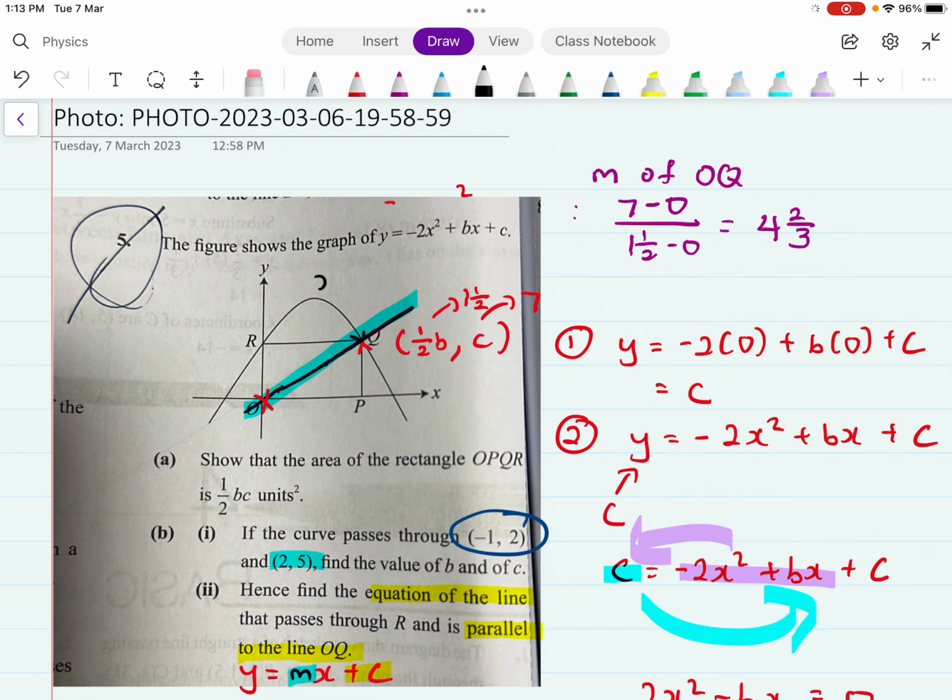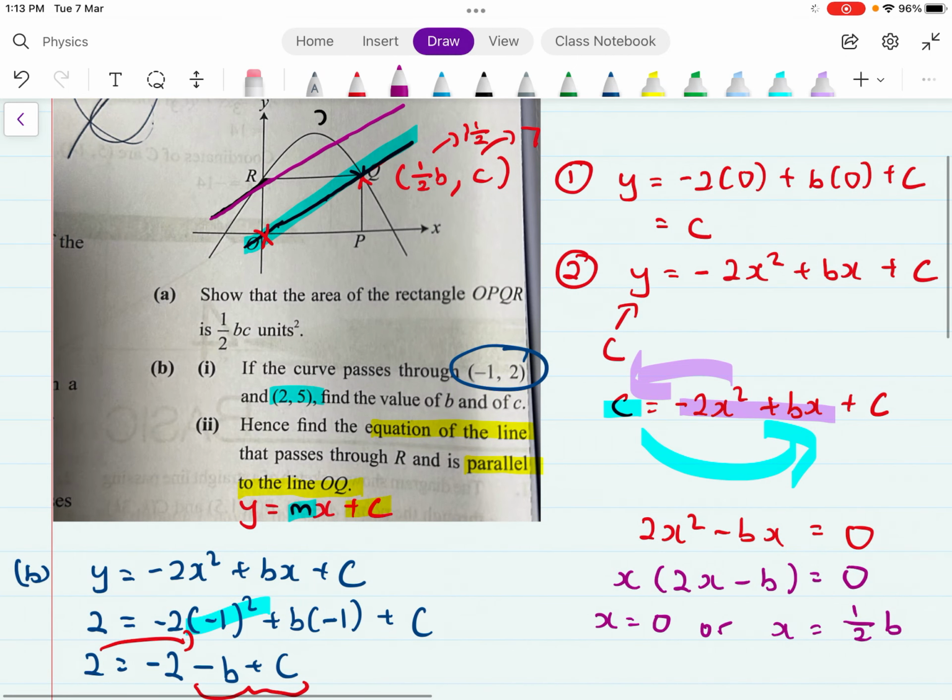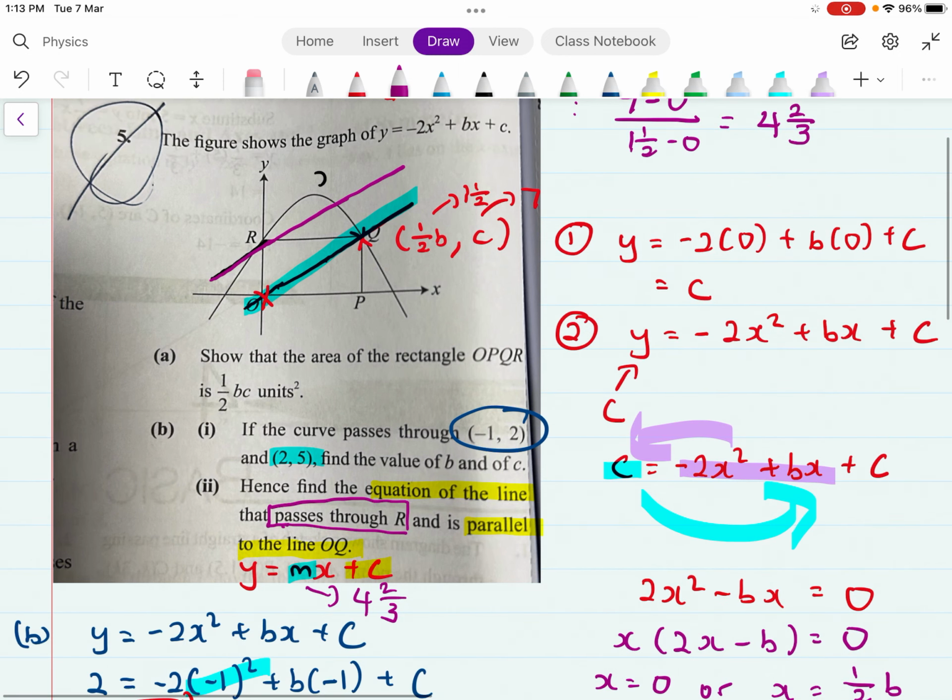Okay, so next they say that this line also passes through R, right? Okay, I draw this line. So this line passes through R. So what's the point of giving us this information? Because remember, I got the m already. I don't know the c. So how can I find the c? This depends on this statement already, passes through R. Because what is R? R just means 0, C, right? So C is 7.